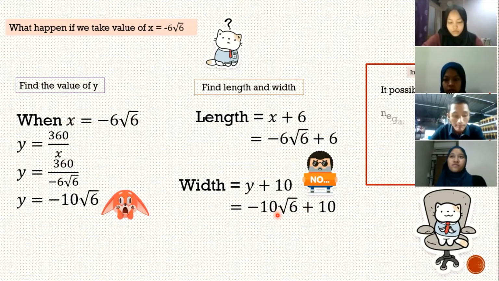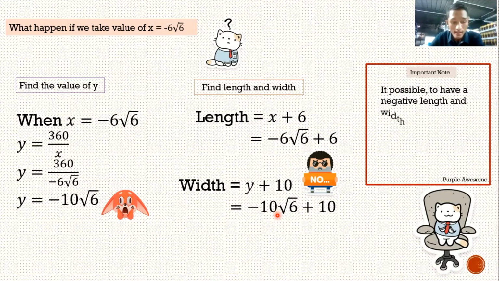So is it possible to have a negative length and width? This is because length and width are scalar quantities. A scalar quantity only has a magnitude without a direction. Direction is illustrated by the positive sign and negative sign.